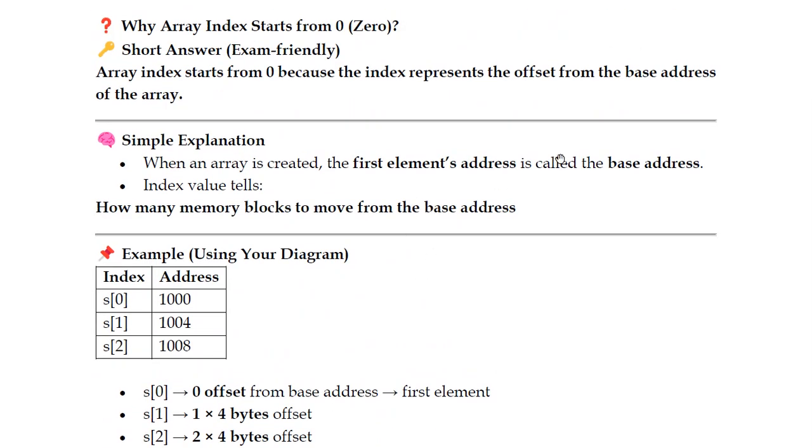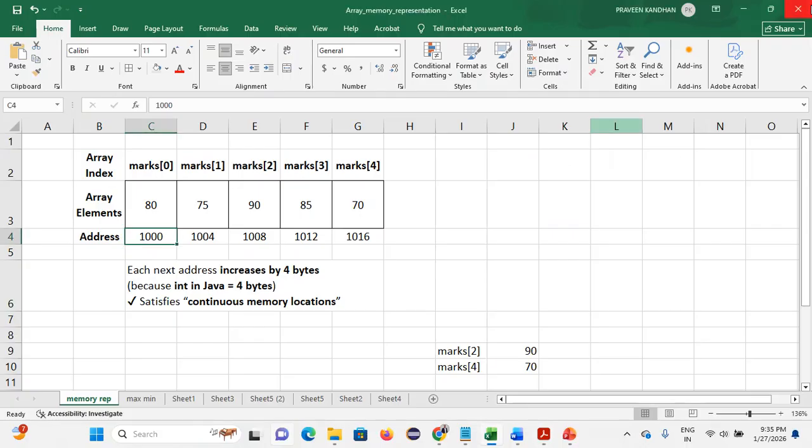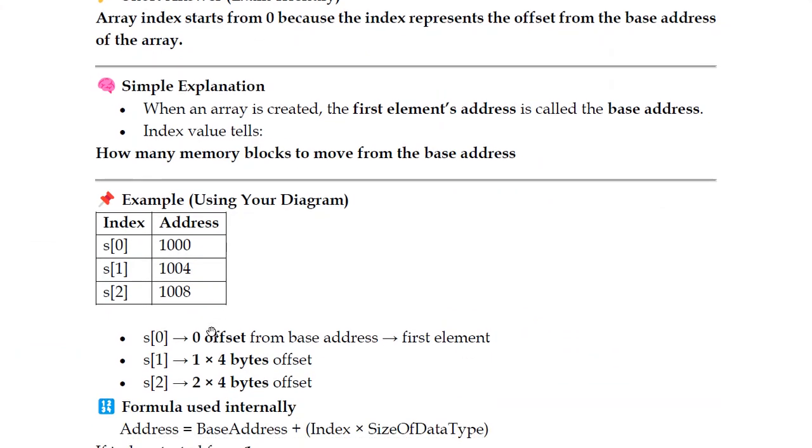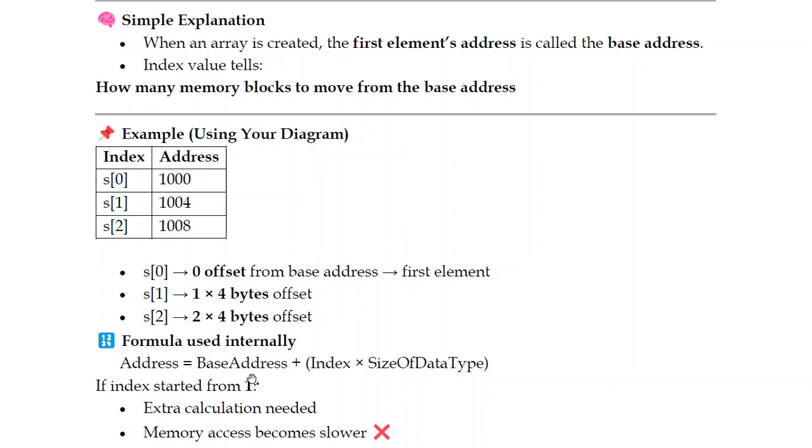So always the first element address is called the base address. Hereafter, how to move again means there will be a logic. So s[0], 0 offset, that is the index number 0, offset from the base address. This is the logic we are following: base address plus index into size of data type.